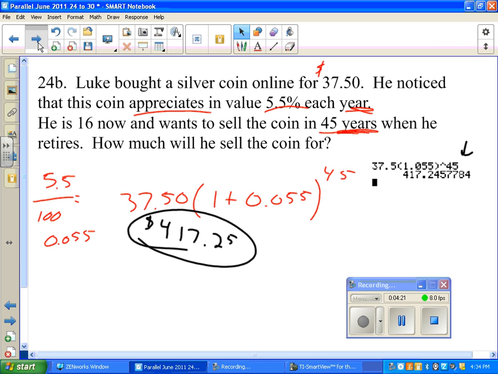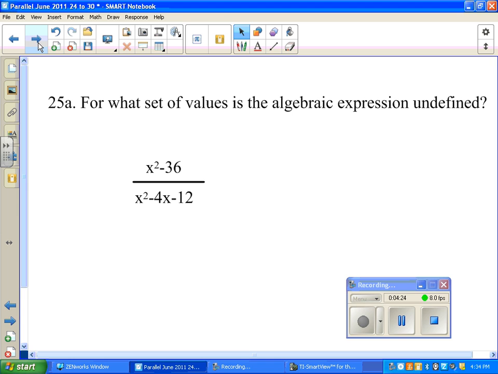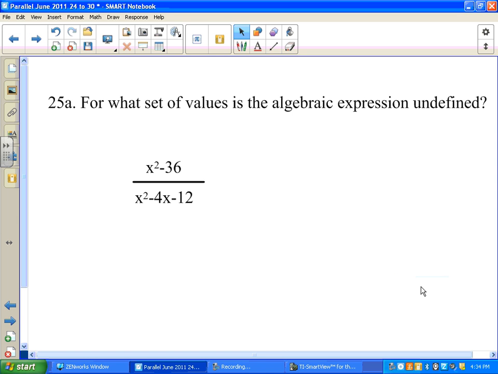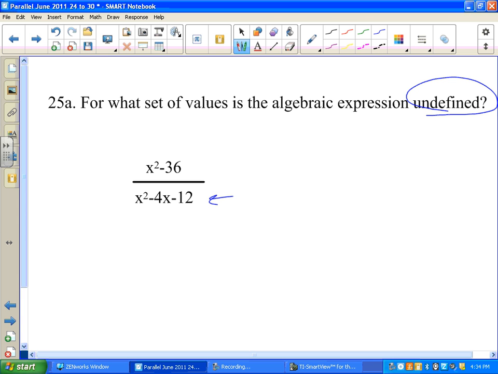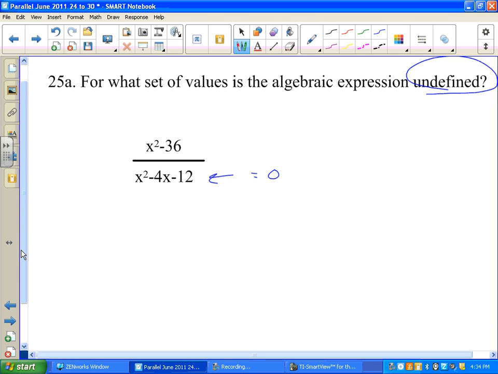Let's take a look at the next question. 25a. For what set of values is the algebraic expression undefined? Undefined means simple. The denominator has to equal 0. Well, the multiplicative property of 0 says that a number times 0 is going to equal 0.